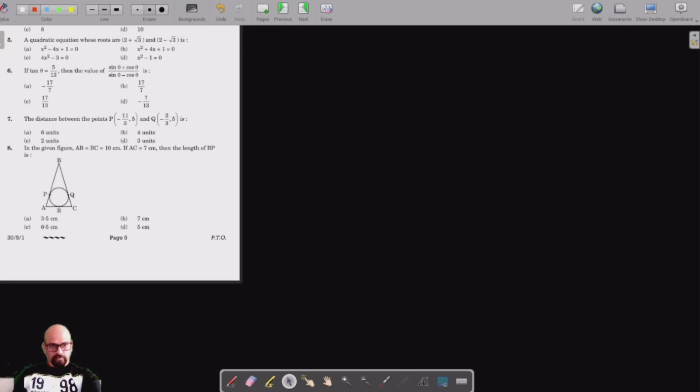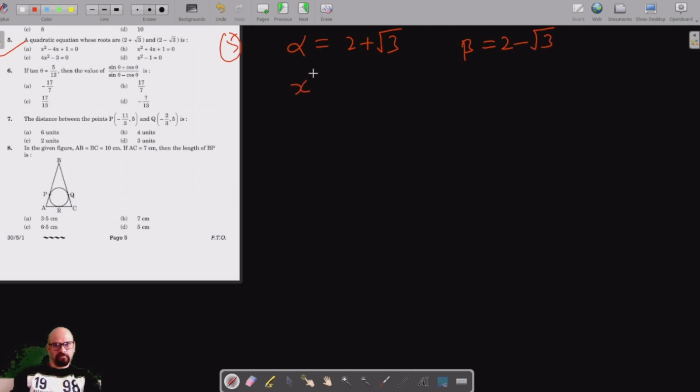For question number 5, we have to find the quadratic equation whose roots are alpha is 2 plus root 3 and beta is equal to 2 minus root 3. We know that the quadratic equation is given by x square minus sum of roots into x plus product of roots. So sum of roots is alpha plus beta, which is 2 plus root 3 plus 2 minus root 3, this gets cancelled, which is equal to 4.